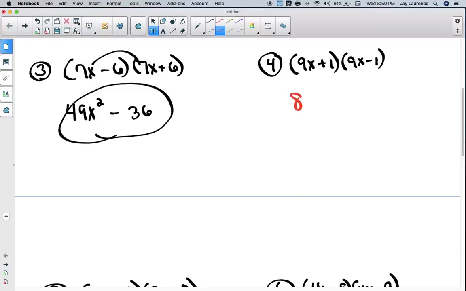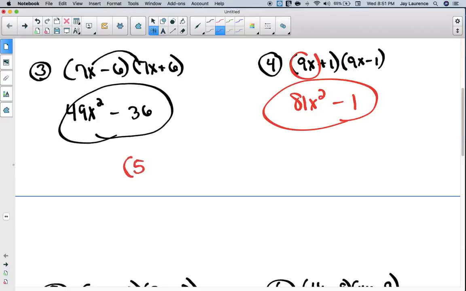Here comes my answer. Watch how quickly I'm going to do this. Bam, I'm done. I square the 9x, get 81x squared. Square the 1, get 1, and it's a minus because 1 times -1 is -1. Every time I have a quantity where it's the x term plus something, watch, I'll even do it on this one. Let's go with 5m plus 7q. Let me use something other than y. Let me use q. And then 5m minus 7q. This is so easy to do.